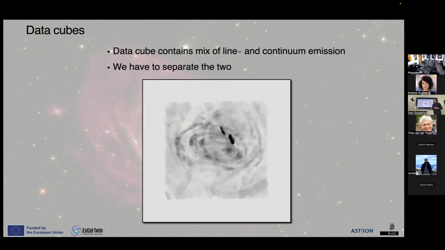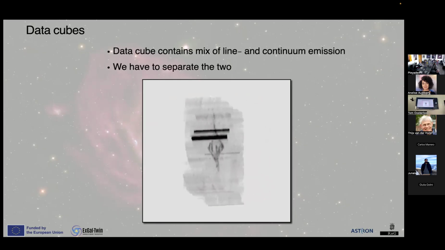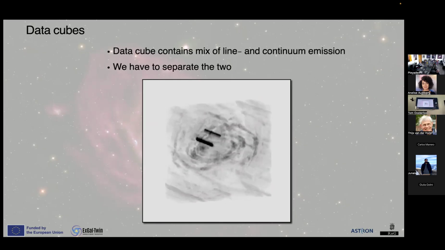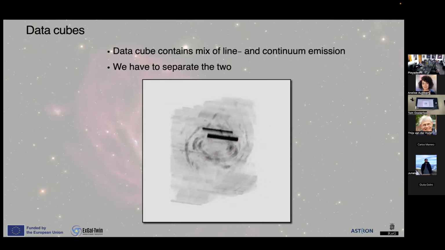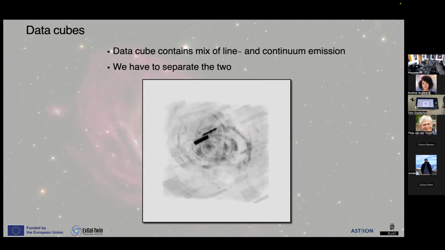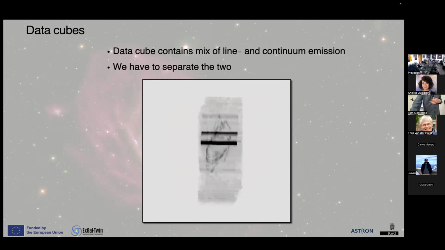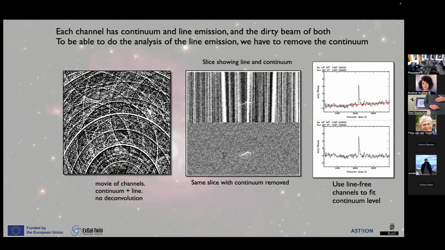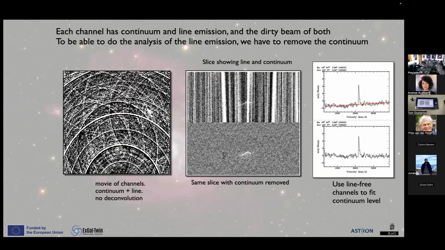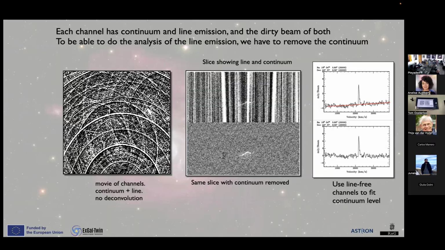This is the HI. And obviously, if you want to study only the HI, you don't care about continuum. You have to get rid of the continuum because it's noise. So this is a step you always have to do, either with ALMA or MeerKAT or whatever. And I will explain how you can do that. What's the common way of doing it?